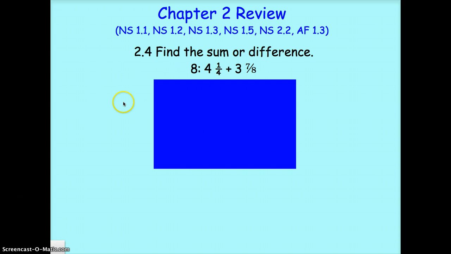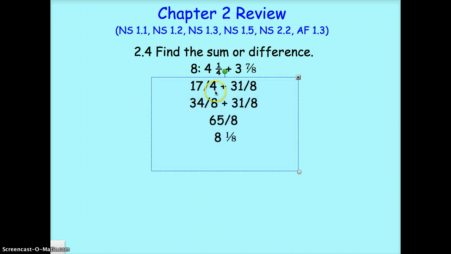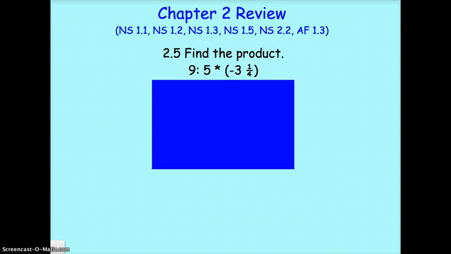2.4, again, find the sum or difference with different denominators. Now I'm doing addition, so I don't have to make my fractions improper. Again, you can if you want to. Okay, let's take a look. I went ahead and made them improper so it'll be easier. And 17 over 4 needs to be changed to a new fraction with a denominator of 8, multiplying by 2 over 2. And I get 34/8 plus 31/8, and I end up with 65/8, which is 8 and 1/8. And again, you do not have to make that fraction improper in order to be able to solve it.